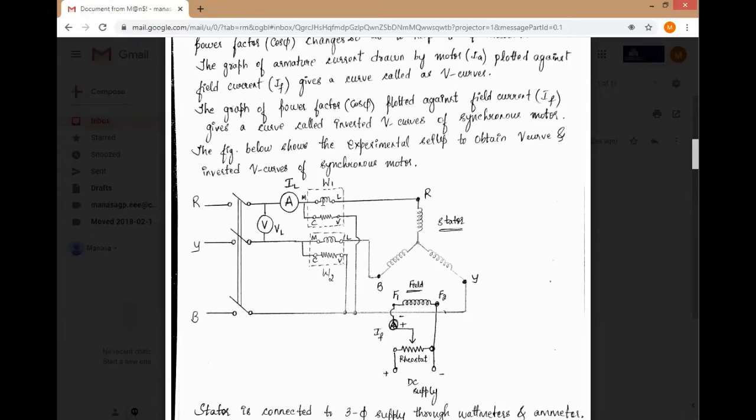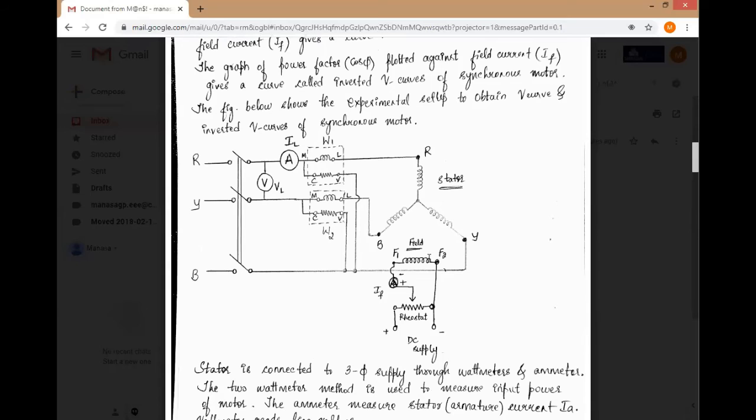These two wattmeters can be connected to any two of the three lines of this three-phase supply, and the third line will be taken as common. So both the voltage terminals of W1 and W2 will be shorted to the third phase, which is taken as reference. An ammeter is used to measure the line current and a voltmeter is used to measure the line voltage.